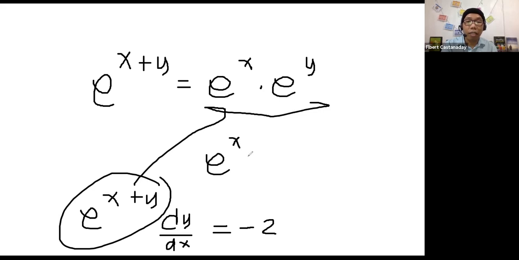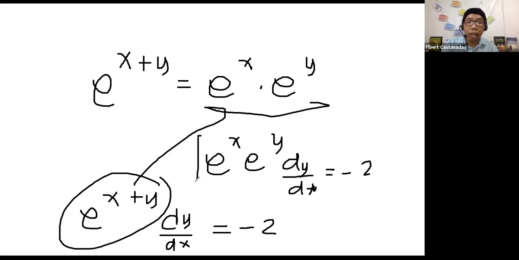So, e raised to x times e raised to y. Ayan. So, dy over dx equal to minus 2. So dy, ayan, kailangan function of y lang nandyan. So tanggalin mo yung e raised to x. So you multiply both sides by dx. So you can remove dx here. Ayan. And then divide both sides by, you remove e raised to x.